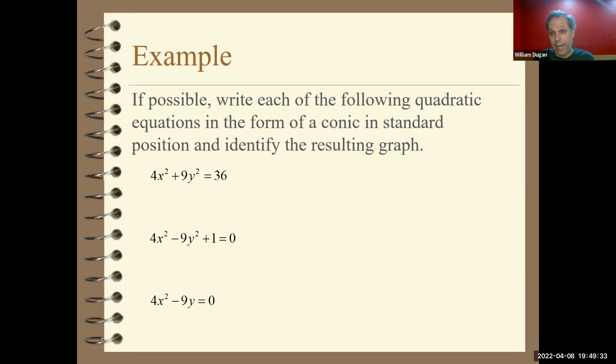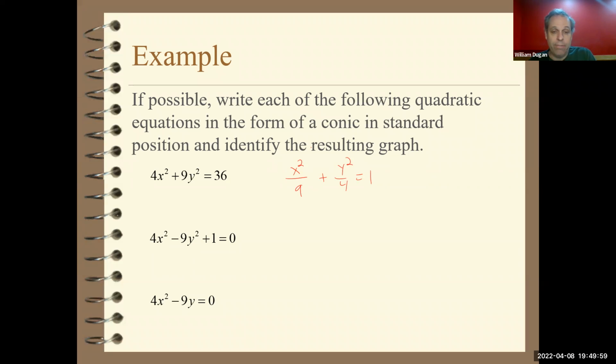So I'm going to do that right now. This first equation, 4x squared plus 9y squared equals 36, is an ellipse. It's an ellipse because if you divide both sides by 36, you get x squared over 9 plus y squared over 4 equals 1. And that's the equation of an ellipse in standard form.